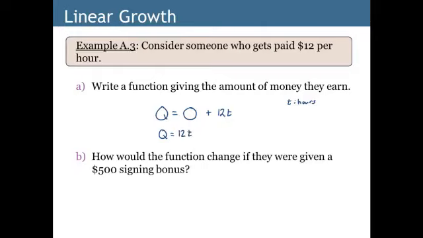So how would this change if we were given a $500 signing bonus? Well, that $500 signing bonus would be an initial amount. So 500 plus 12 times T. All right, and so that would be a function showing how much we get paid over time. Now, of course, you could say, well, you don't get that $500 every week, so this formula wouldn't work on a week-to-week basis. But generally speaking, it does what we want.